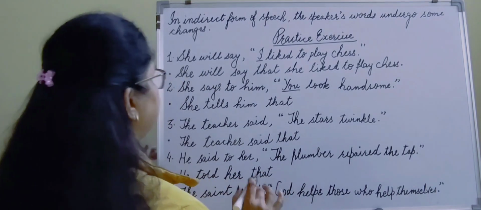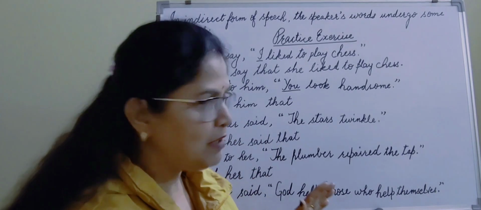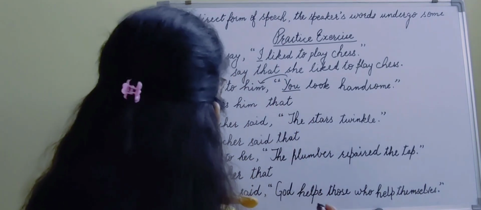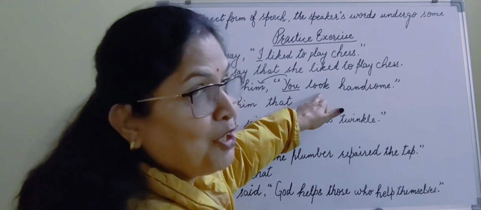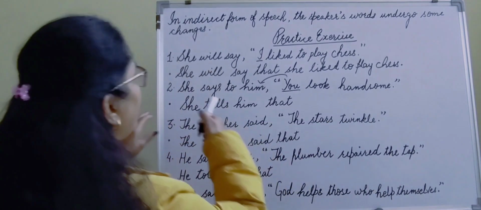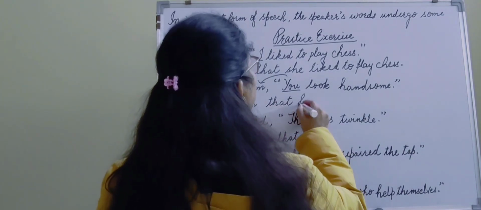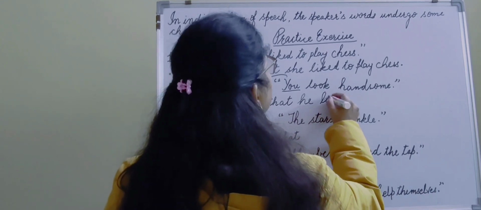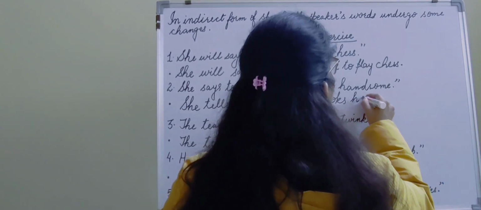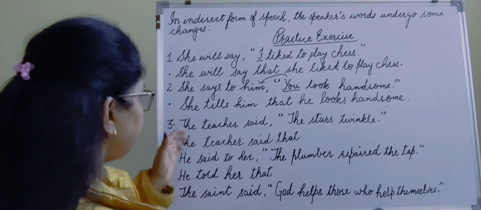Okay. Now, second sentence. She says to him will change to she tells him that, and now the inverted commas will be replaced. You will be changed according to the object. So, she tells him that he, it is in simple present tense. So, it will remain in simple present tense. Why? Because the reporting verb is in present tense. Okay. So, here you will write he. Look will change to looks because he is third person. Okay. He looks handsome.